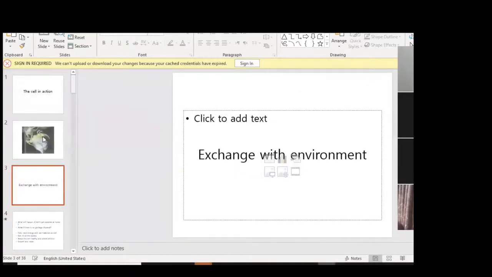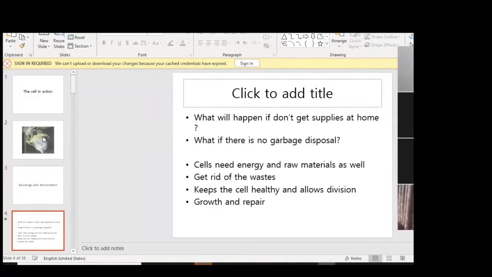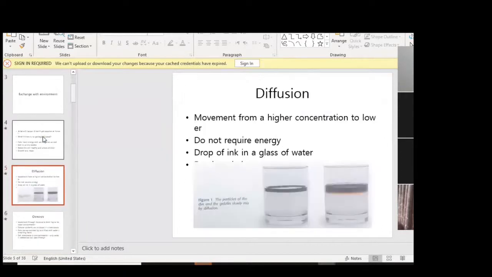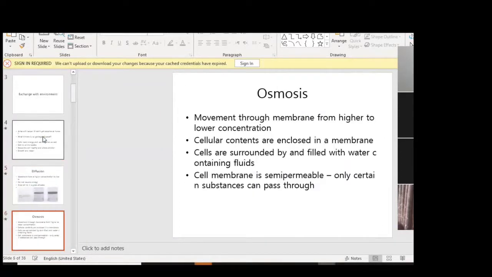What are the principles, the laws which govern this exchange of material between the cells and the environment? We will be studying those things. Diffusion is a very simple principle, and then osmosis is very, very important.